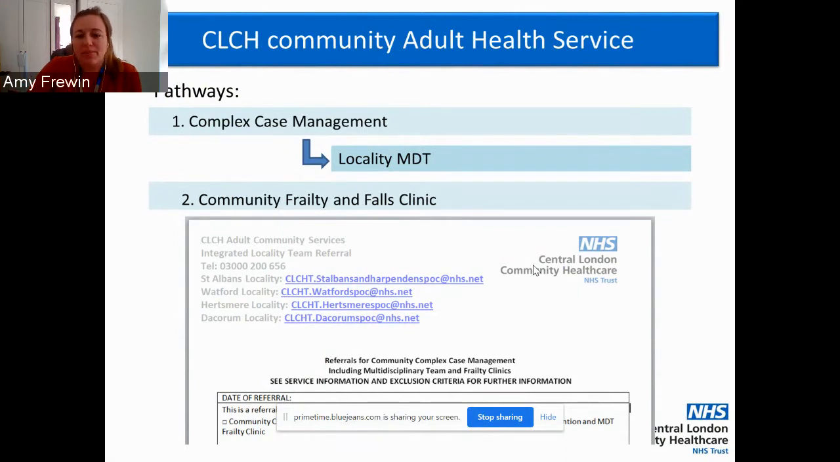You'll see the image on the bottom of the slide here. So we've got a single referral form, which is for both pathways, and that's available on the DXS system and also as a paper copy. Many of you will already have it in your services, and we'll make sure it's circulated more widely following this. The paper copy, on completion, is emailed to the relevant locality box, and that all comes to the CLCH single point of access, at which point the referrals are registered.